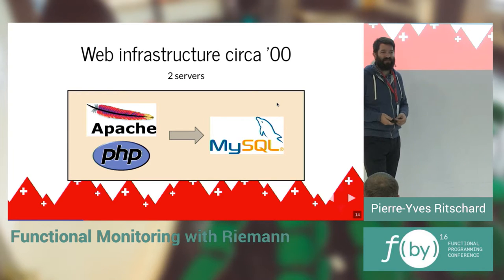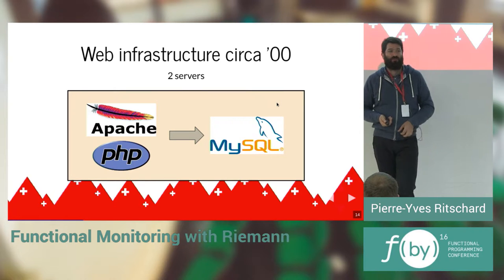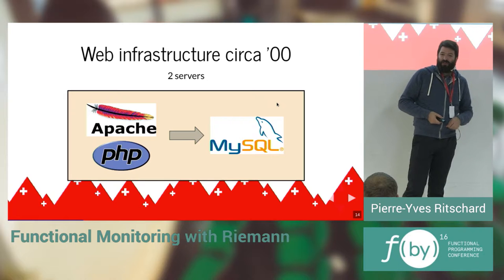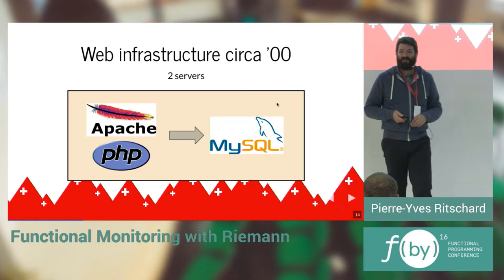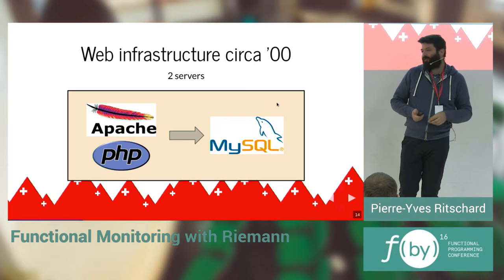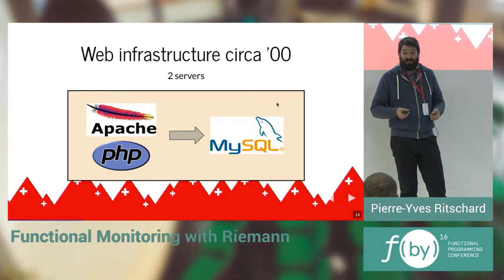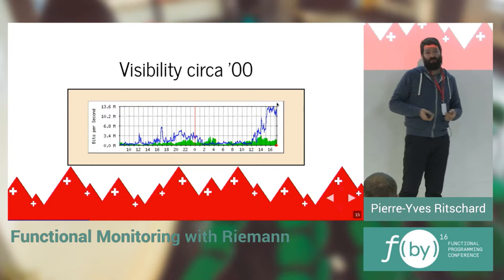If you look at most websites as they were in the early 2000s, even for a very popular website, it was quite feasible to run on one or two servers. You had your Apache and PHP server that did the small dynamic bits, and your SQL server that held the data for the dynamic bits. And that was about it, right? So for visibility, you could rely on very few things.